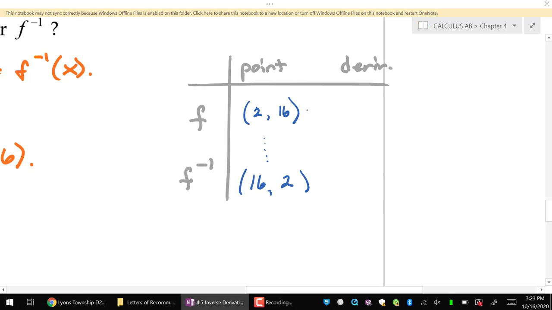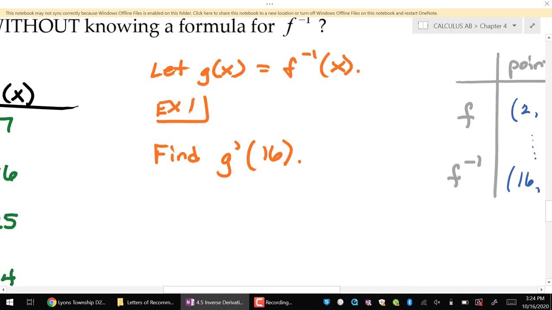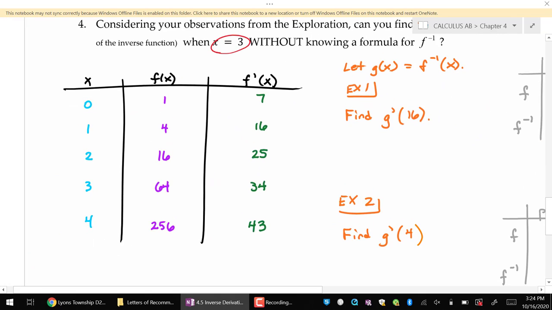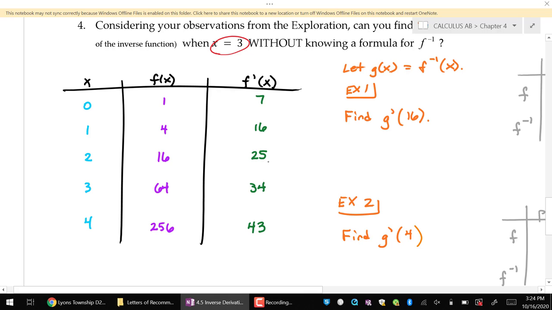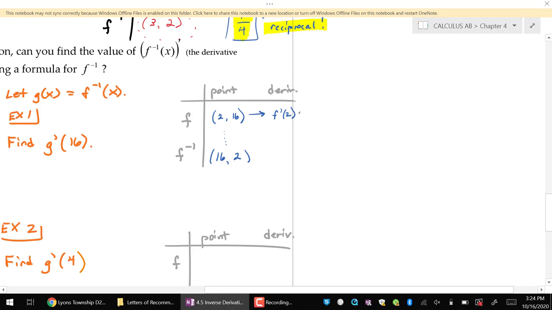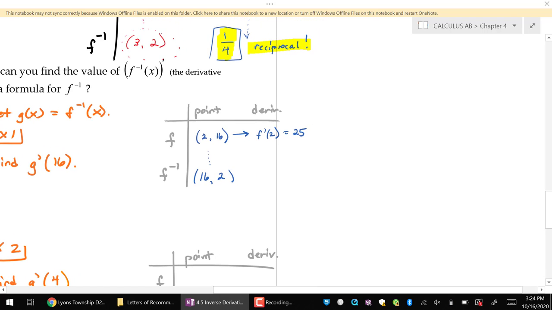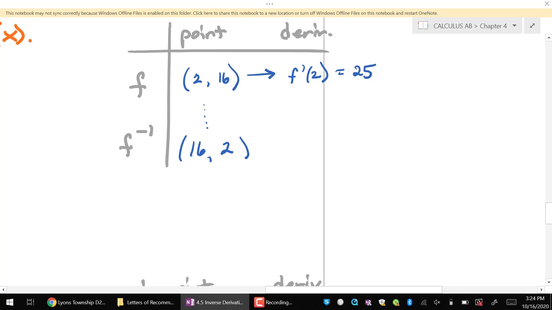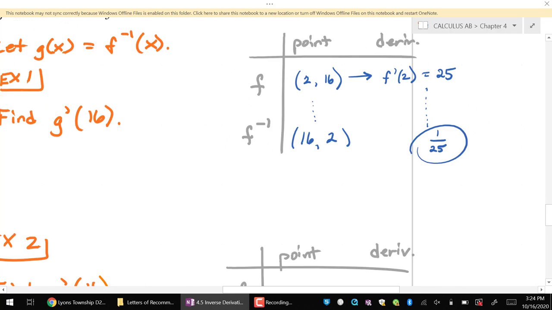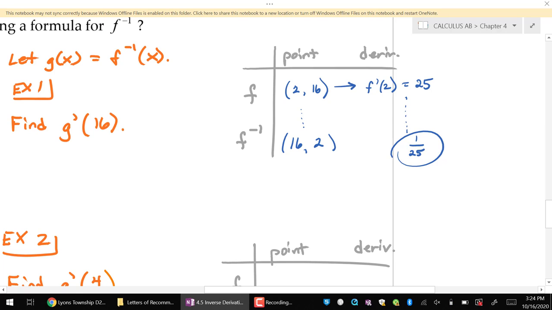I'm trying to find a derivative, so let's travel to the right and move over to the derivative column. What's f prime of 2? Go to the table, and let's see here. F prime of 2 appears to be the number 25. So f prime of 2 is equal to 25. And that is enough information for me to get to my solution. The derivative of the inverse will come back down here to the inverse row, and we'll write our reciprocal of 25, so 1/25th. And that's my final answer. The derivative of the inverse, or g prime of 16, is equal to 1/25.